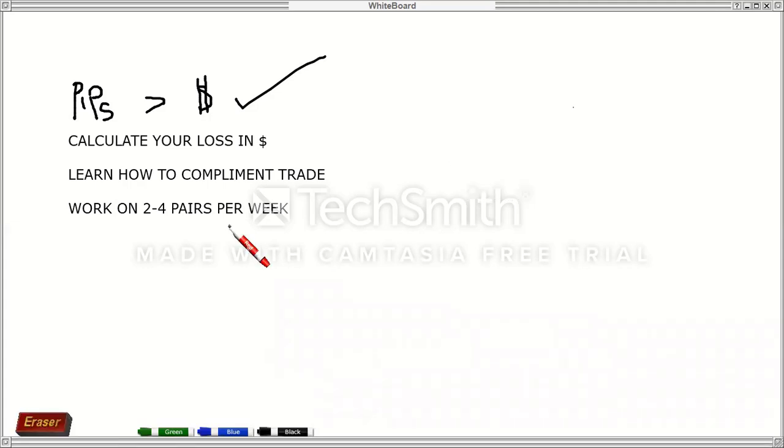So that being said, in summary now, pips is greater than dollar. What do I mean by that? I mean target pips, then the dollar will follow. Calculate your loss in dollar. Once you can afford the loss, you're good to go. Learn how to complement trade. That means use a lot size that complements the next trade's lot size, and make sure you don't trade the same currency pair in two or more positions. Work 2 to 4 pairs. That's how you complement trade. Since you want to complement a trade, you just work on 2 to 4 pairs. It even makes you familiar with the pair.